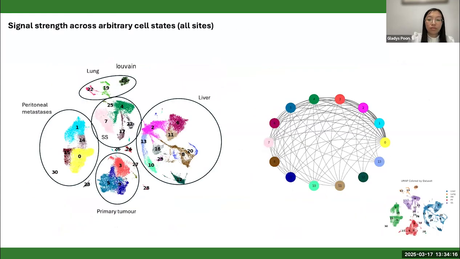Yeah, so if we look at all sites together, because we had separate sampling processes, my method needs to be adjusted. So for now, what I'm just showing you here is a non-directional transition flux. And again, we could see that for the peritoneal metastases and the liver, there is a lot of sharing of recent evolution with the primary tumor.